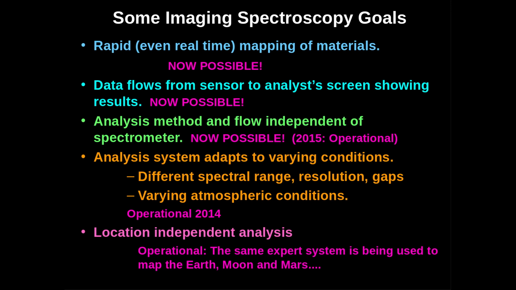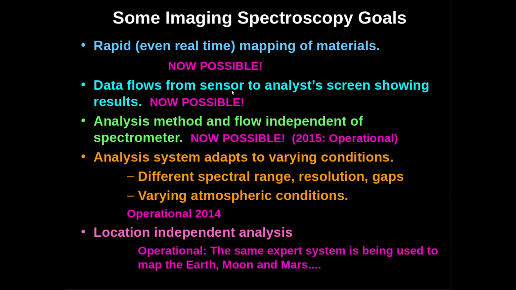So one of the goals is real-time mapping of materials with robotic spacecraft or rovers. And not only is it now possible, we've now achieved that in 2021 with the Tetracorder running on the rover. Next would be ideal if we could get an imaging spectrometer on the rover. Then the rover could do mapping in real time rather than a profile with the single point spectrometer we have currently.